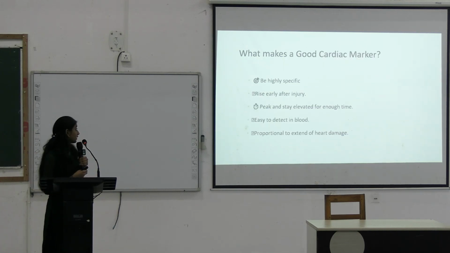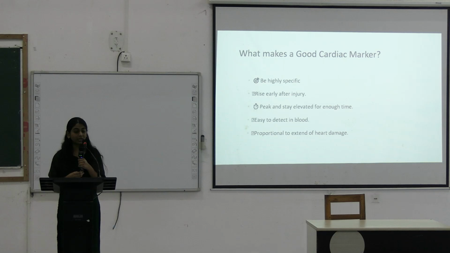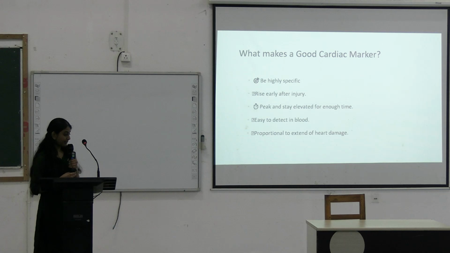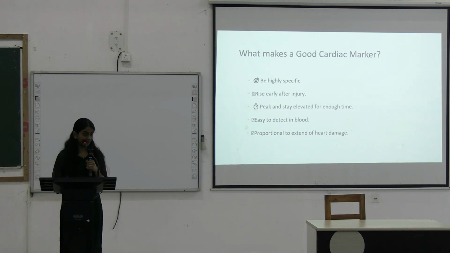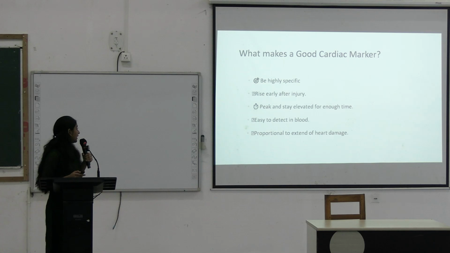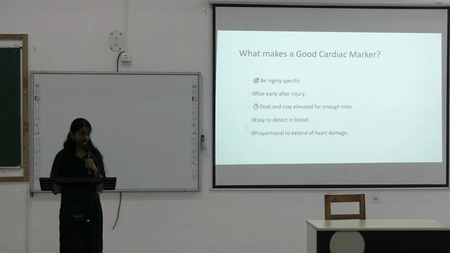Later on, what makes a good cardiac marker, or what are the characteristics of an ideal cardiac marker? First of all, it needs to be highly specific. It should only detect cardiac muscle injuries and should not elevate when other body or muscle injuries are occurring. Then, it should also be sensitive. For example, troponin.